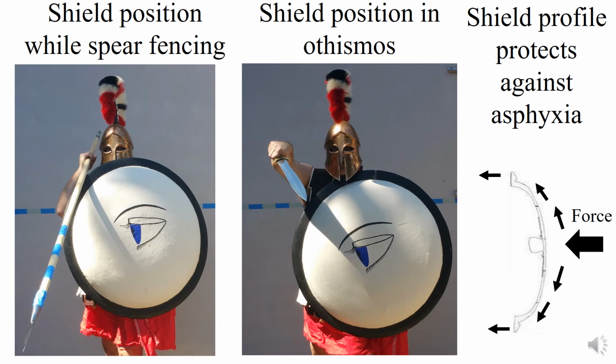of the body. And I was able to show this just by holding it in a different position than you would when you were, let's say, spear fencing in a phalanx. So that's the spear fencing while in a phalanx position versus the shield position in othismos. You can withstand this sort of a crushing environment.